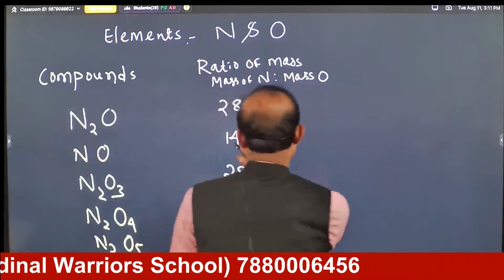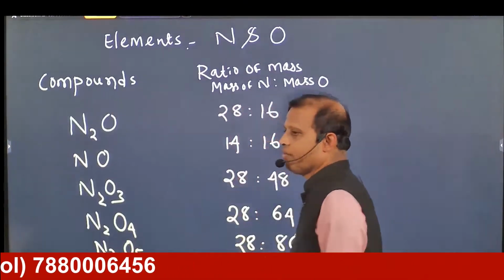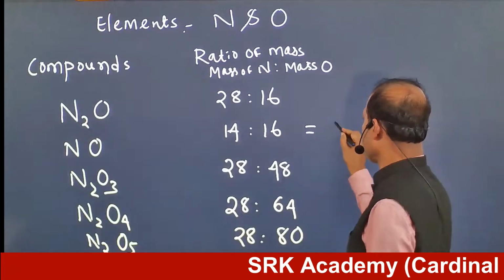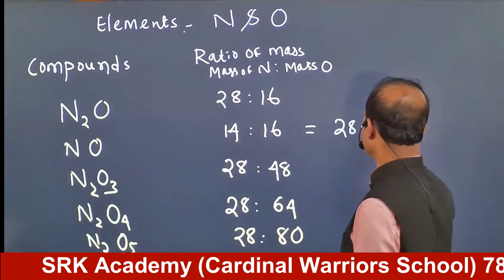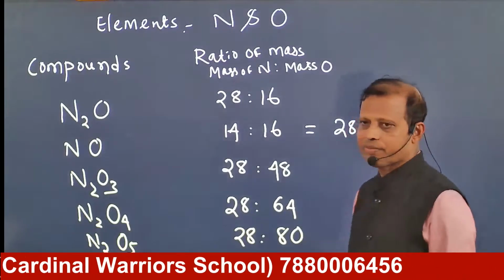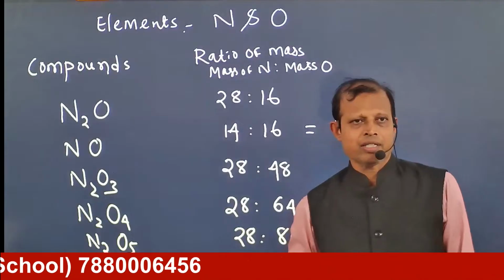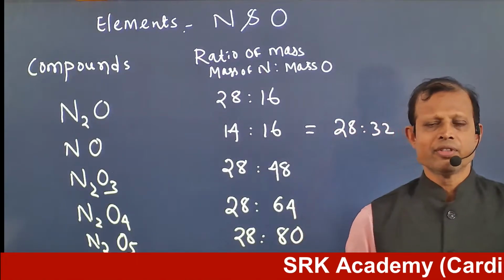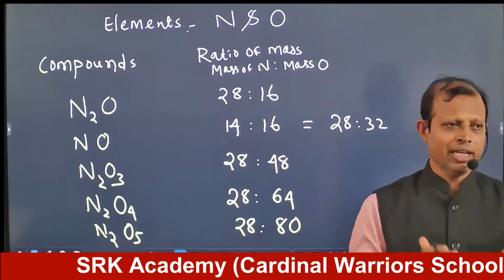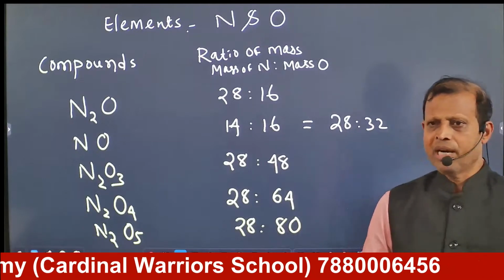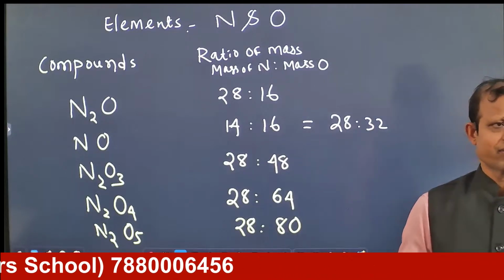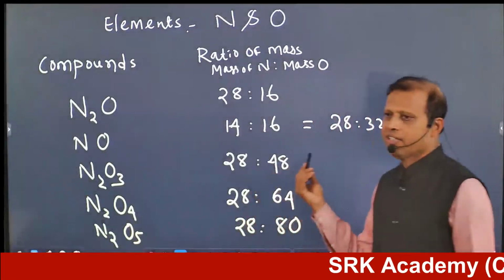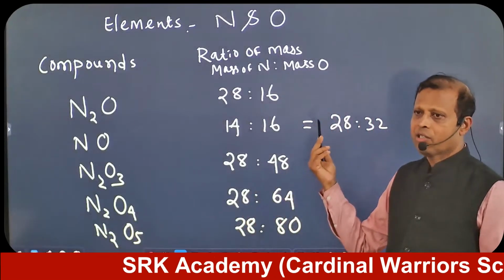But in NO, the mass is 14. Can I write 14 is to 16 as 28 is to 32? Yes or no? The mass of which element is fixed right now? Nitrogen. What is it? 28. So keeping the mass of nitrogen fixed, right? And the mass of which element is different? Oxygen in all those compounds.